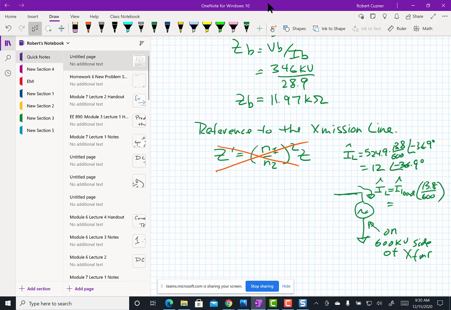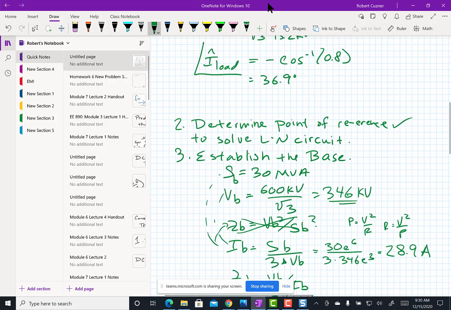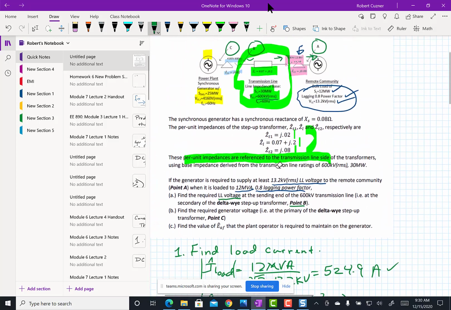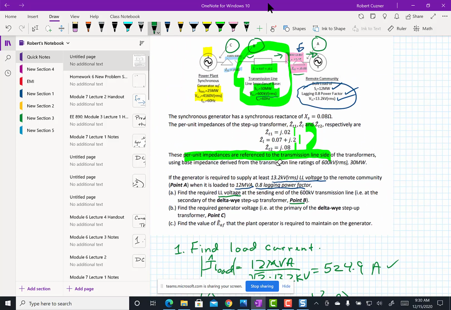Because what I'm going to do is I need to find the voltage at the other end of the line, the sending end. That's what I'm supposed to be finding. So there are 3 impedances. There's the impedance of this transformer on the load side, the impedance of the transmission line, and the impedance of the feeder transformer.